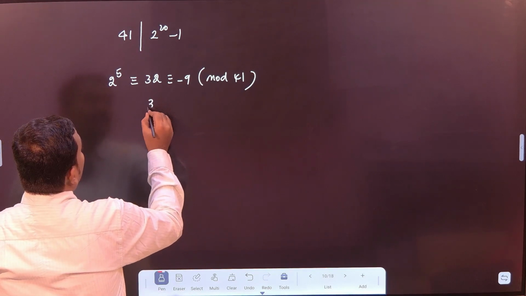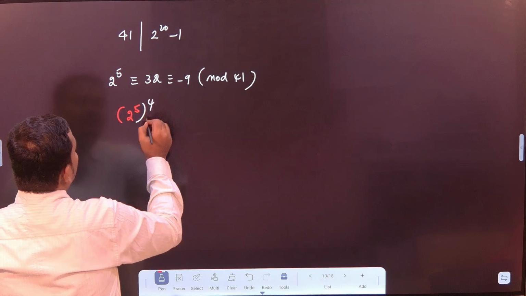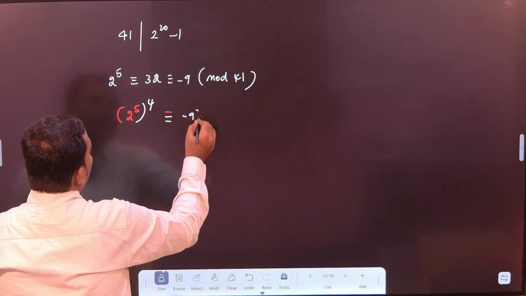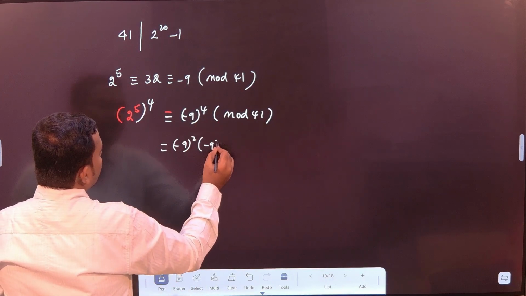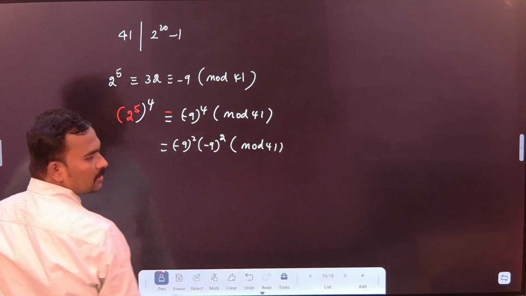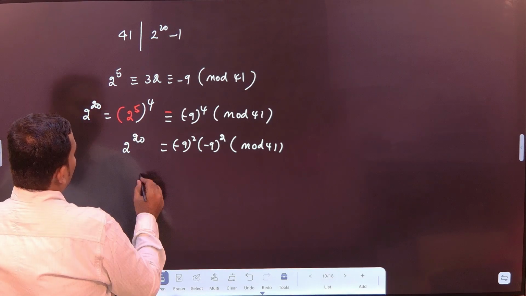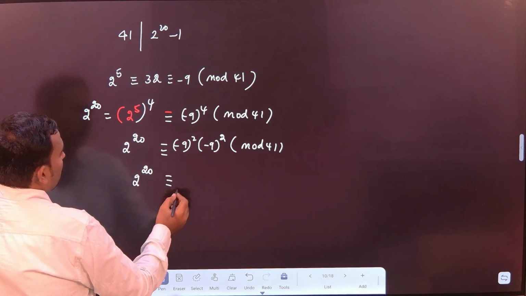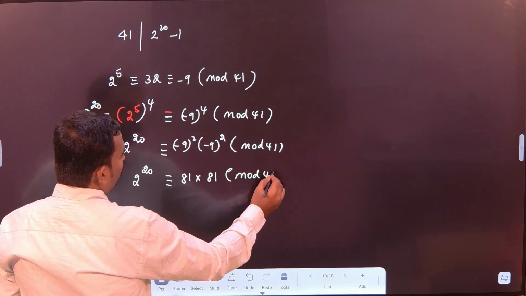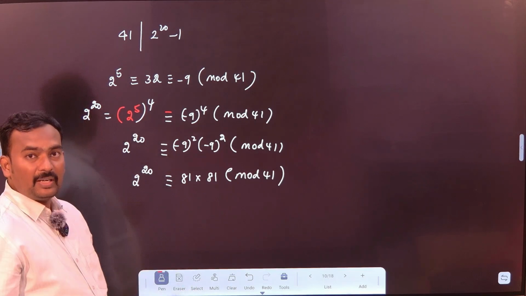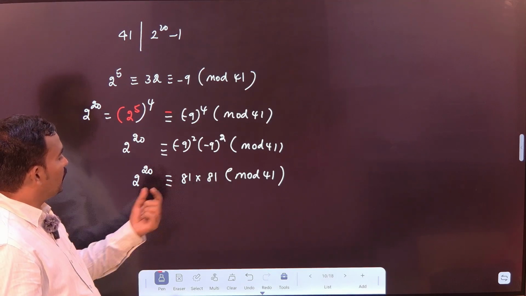Therefore 2 power 5 is congruent to -9 modulo 41. So 2 power 20 is congruent to (-9) power 4 modulo 41. You can write (-9) squared, which is 81, and then 81 times 81. So 2 power 20 is congruent to 81 squared modulo 41, right?